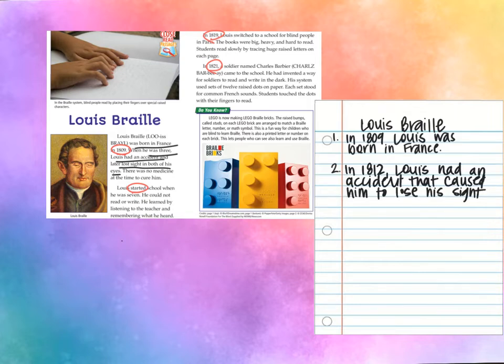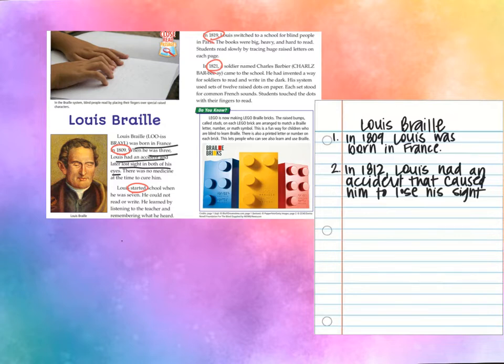Okay. All right. So that is an important event because that sets up the rest of the story, because we know this is about how he created Braille so that students like him, people like him, could still read. Okay, so that was after the first paragraph. So let's jump into paragraph 2 and see if there's any more important events that happened in his life. Louis started school when he was 7. He could not read or write. He learned by listening to the teacher and remembering what he heard.